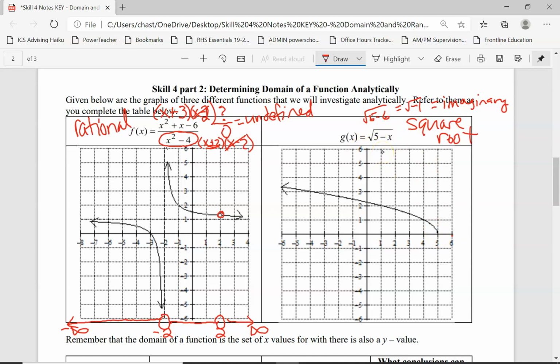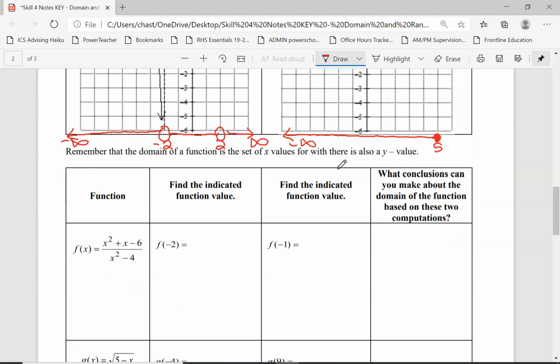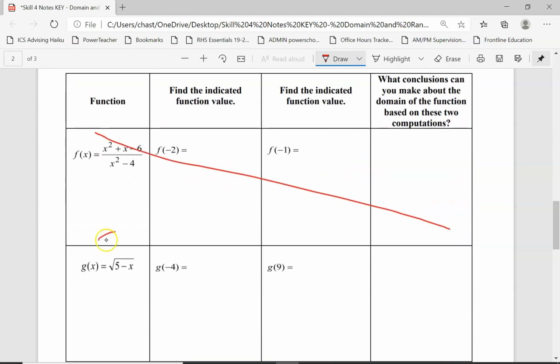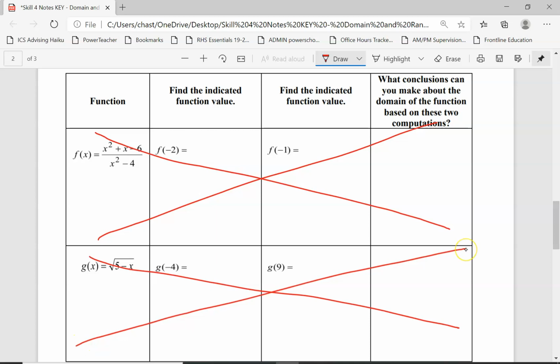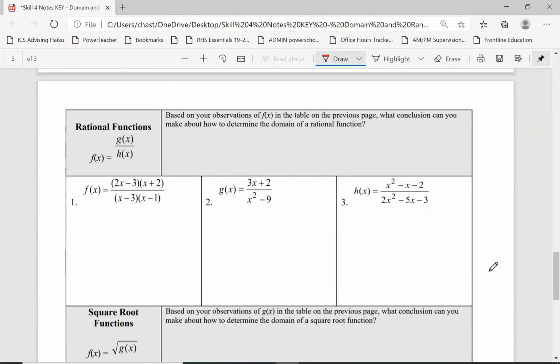The domain for this, well, turns out any value that's less than or equal to 5 would allow for us to have a function here that is defined. So from negative infinity up till 5, we're allowed to have values of x that allow this square root to be positive. Okay, so we'll be talking about these in more detail. I'm going to actually skip over this part because I kind of already said the piece that I needed to say. So let's just go to rational functions.